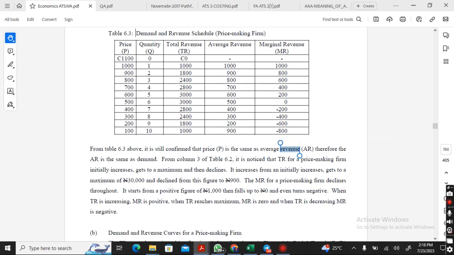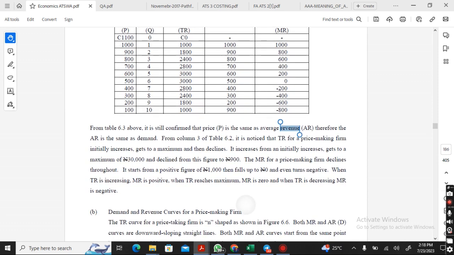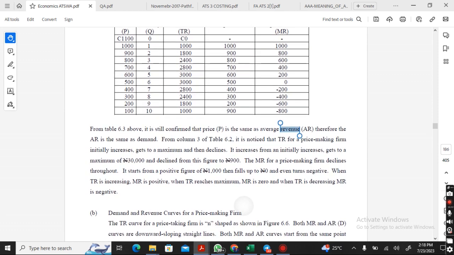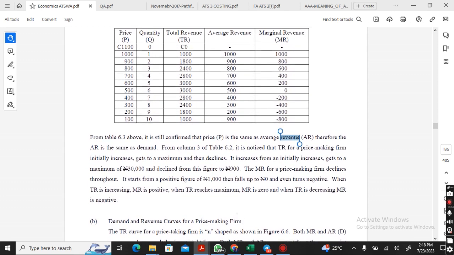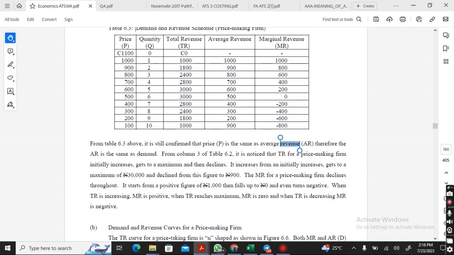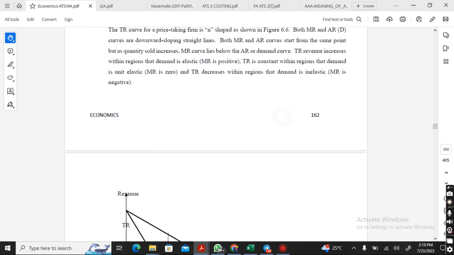It starts from a positive figure of 1 and then falls to 0, even turns negative. When TR is increasing, MR is positive, but when TR reaches its maximum, you can see maximum here, your marginal revenue is now 0. But when TR is decreasing, your marginal revenue is negative.